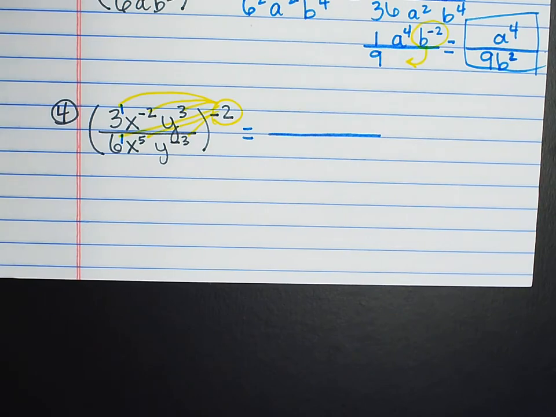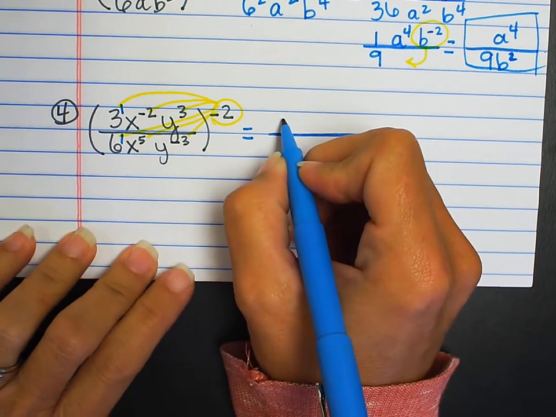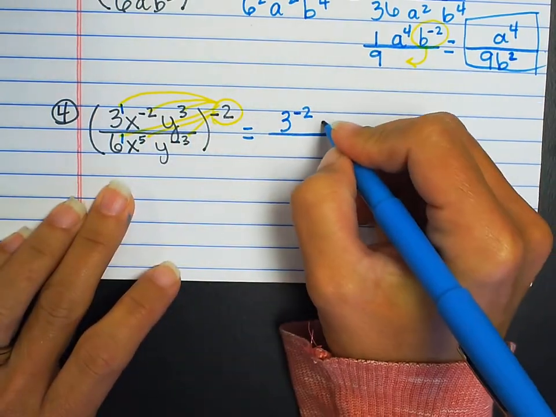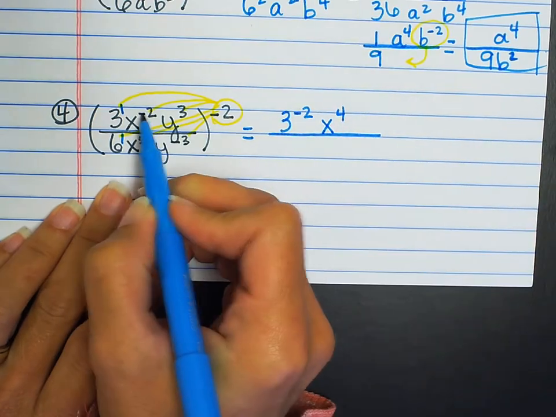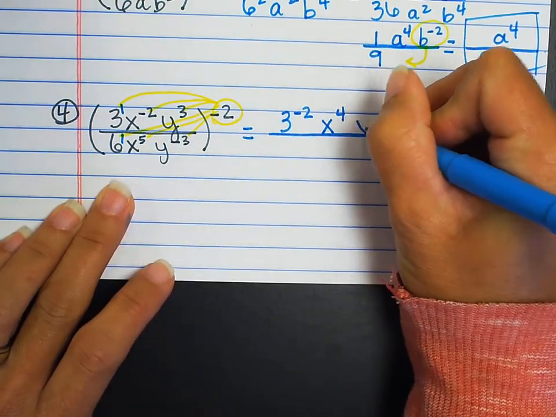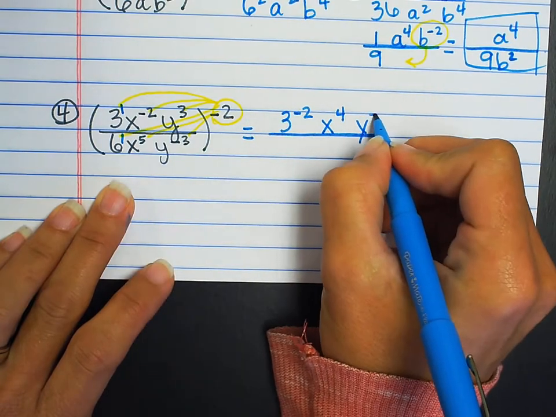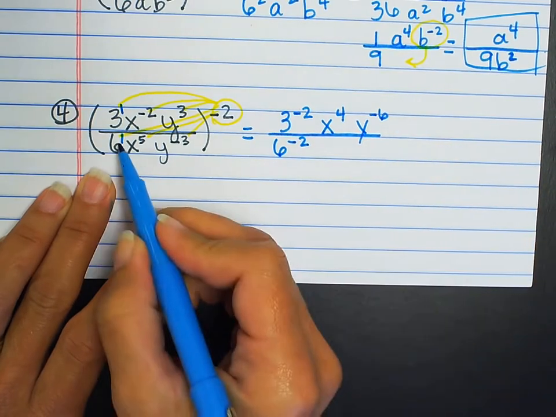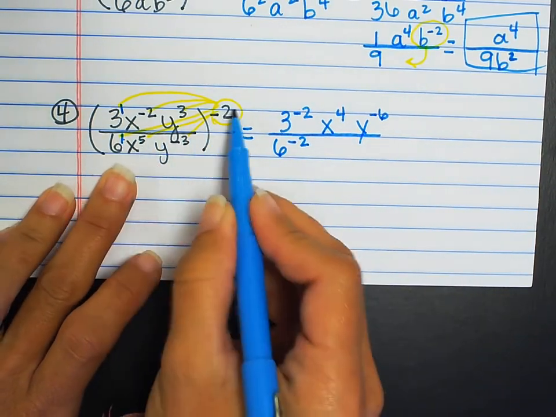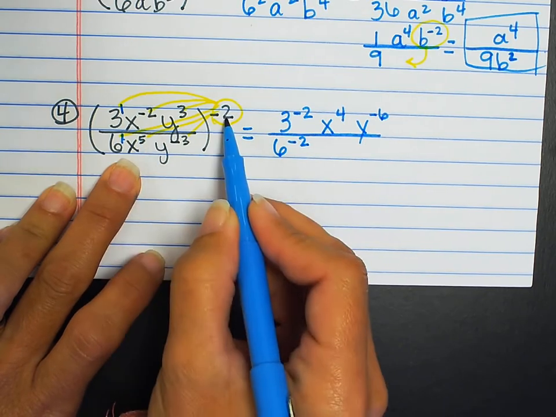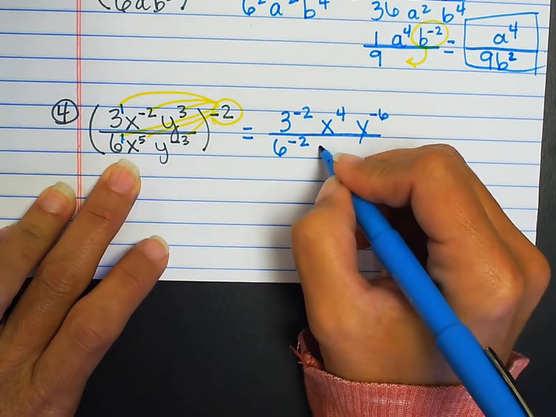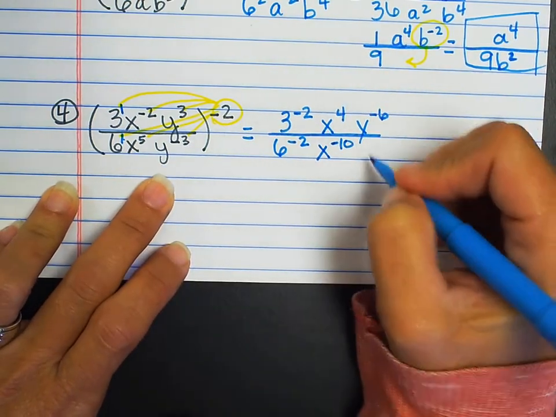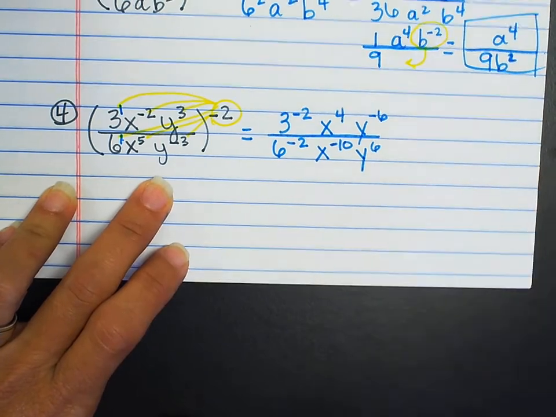When I distribute, I am multiplying because that's a power raised to a power. So I'm going to get 3 to the negative 2 power. I'm going to get x to the positive 4 because negative 2 times negative 2 gives me a positive. Y to the negative 6. 6 to the negative 2. I'm taking the negative 2 and I'm distributing it to each exponent. Negative 2 times 5 is going to give me an x to the negative 10. And negative 3 times negative 2 gives me a positive 6.